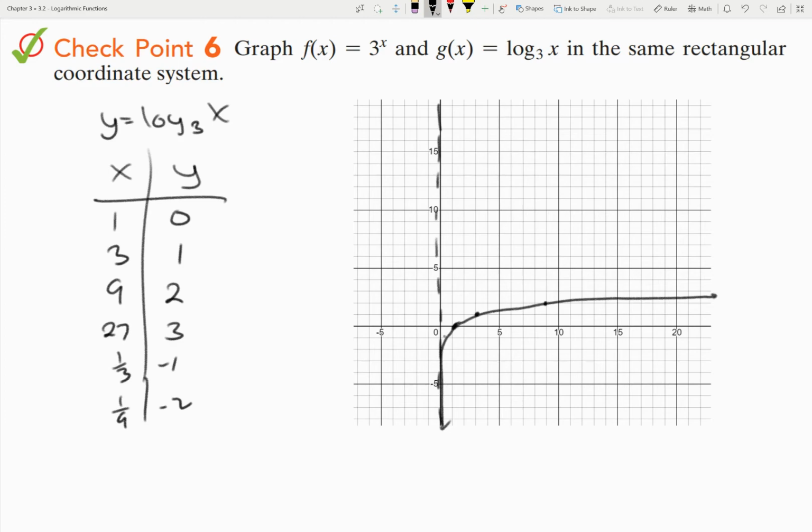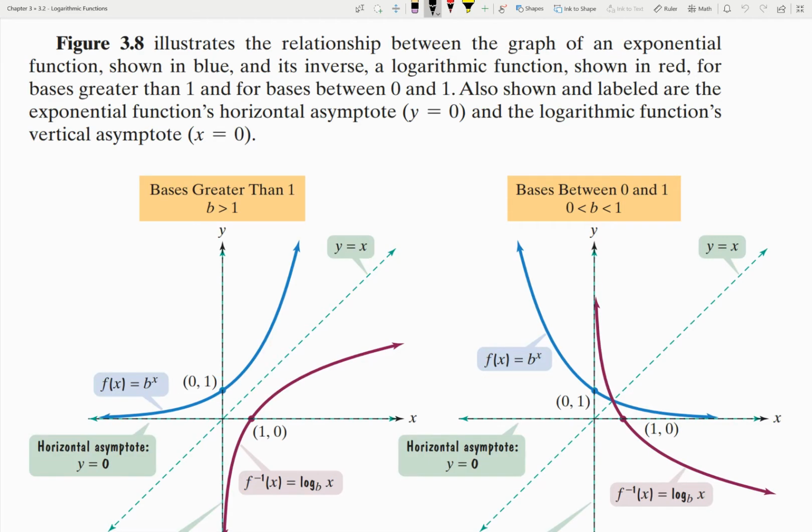Okay, so when I graph logarithms, I usually try to graph the vertical asymptote first, and then graph key points that work well with the base. Okay, and so here are the two types of exponential functions: growth and decay, with base bigger than 1 or between 0 and 1, and the corresponding logarithms.